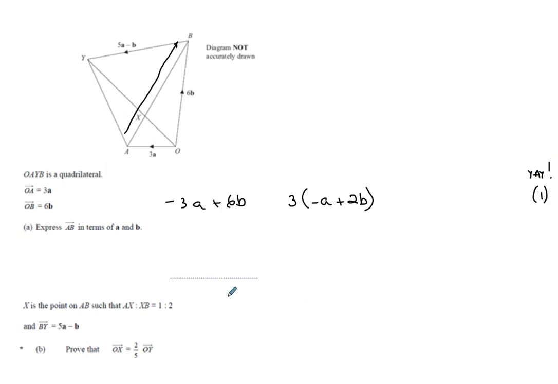X is a point on AB such that AX to XB is 1 to 2, and every time we have a ratio we do our total, which is 3. So that means that's 1/3 of AB, and that's 2/3 of AB.